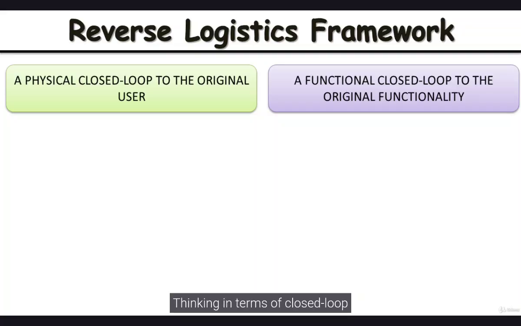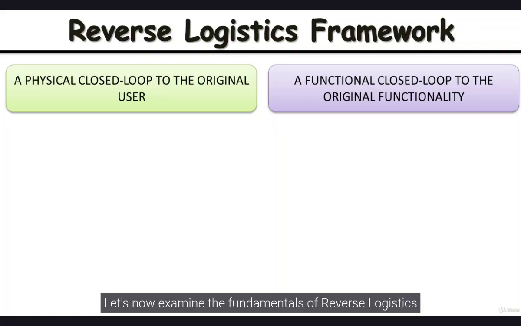Thinking in terms of closed-loop supply chains emphasizes the importance of coordinating the forward with the reverse streams. Actually, whenever both forward and reverse flows are involved, coordination has to be minded. This happens either in closed or open loops. The latter refers to when neither the original user nor original functionality are in the reverse logistics process.